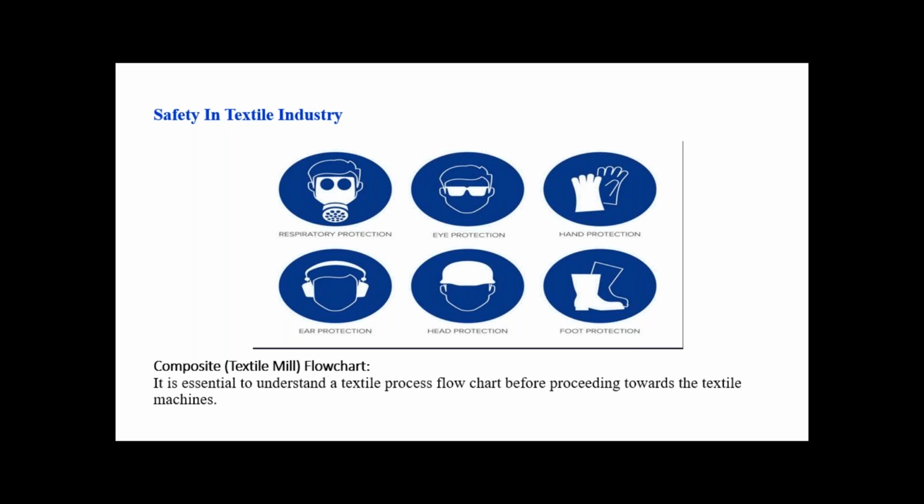So we will discuss these things simultaneously, because in a shorter time we can't discuss each and every parameter, like process flow sheets from start to end. But we will focus on some of the things from the safety point of view. In the textile industry, the composite flow chart or textile mill flow chart is one of the main parameters, essential to understand the process from the safety point of view. For that purpose we must know about the machineries, the chemicals, and the parameters involved in textile machineries, right? So I recommend that you go through the process flow sheet of the textile industry and the process.